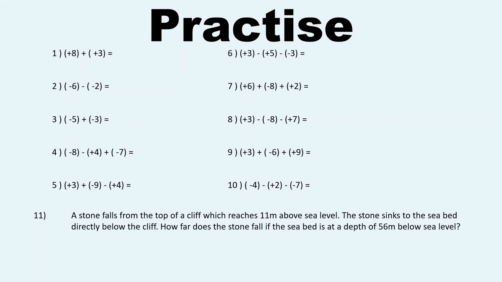Then from question 11, this is a word problem. We're talking about a stone that falls from the top of a cliff, which reaches 11 meters above sea level. And the stone falls and sinks down to the bottom of the seabed directly below the cliff. How far does the stone fall if the seabed is at a depth of 56 meters below sea level? You may want to draw a diagram to help with that if you need to.